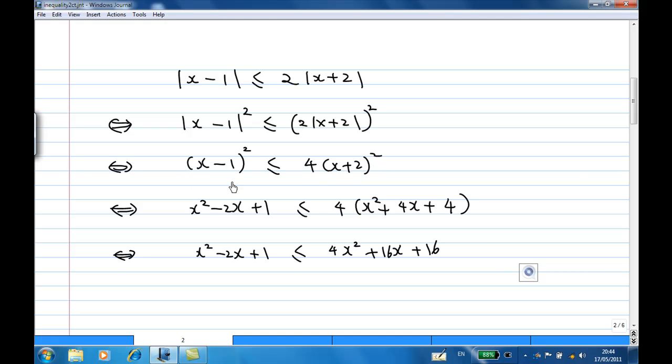Now x minus 1 squared is x squared minus 2x plus 1. x plus 2 squared is x squared plus 4x plus 4. And when you multiply by the 4 on the right hand side, you get 4x squared plus 16x plus 16.